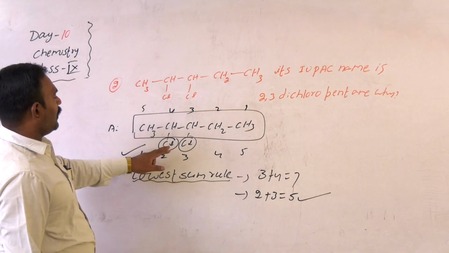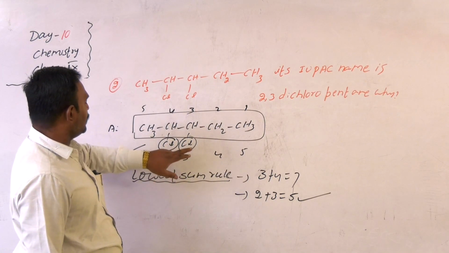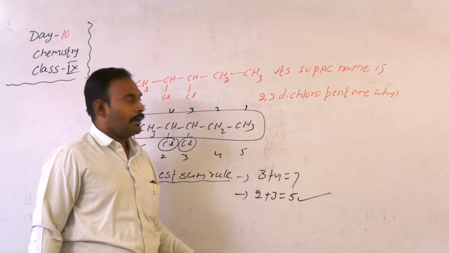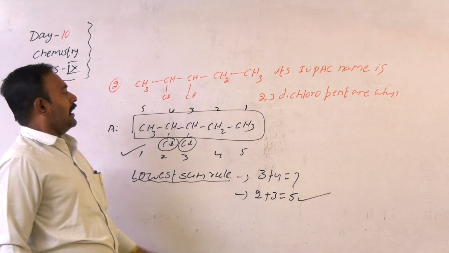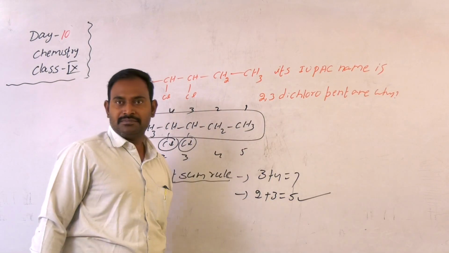So the name of the compound: see here, in the second position a chloro group, in the third position a chloro group. So 2,3-dichloro. Total how many carbons are there? 5. What is the root word? Pent. And what is the primary suffix? All single bonds, so ane: pentane.